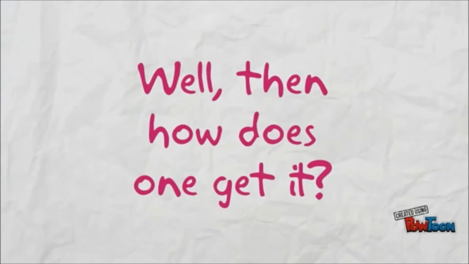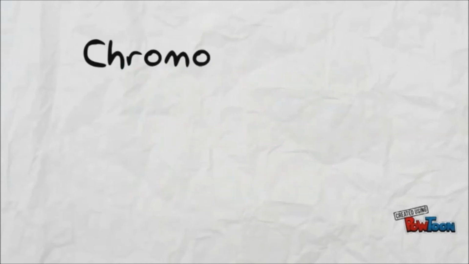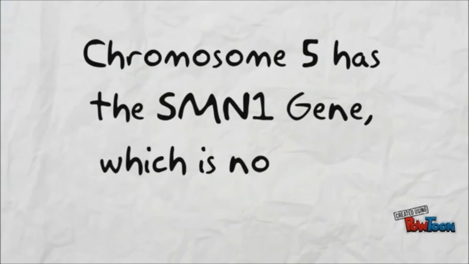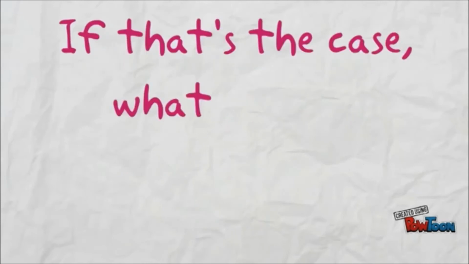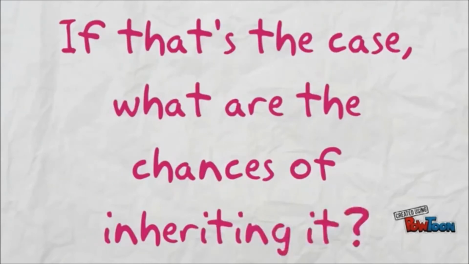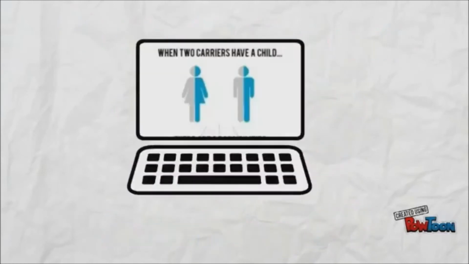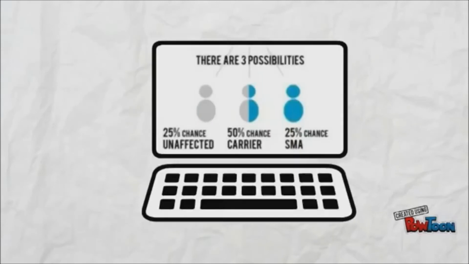Well, how can one get it? It is a rare genetic disease affecting 1 in 50 Americans. Can it be inherited? With 2 carriers, there's a 25% chance of having an affected child.